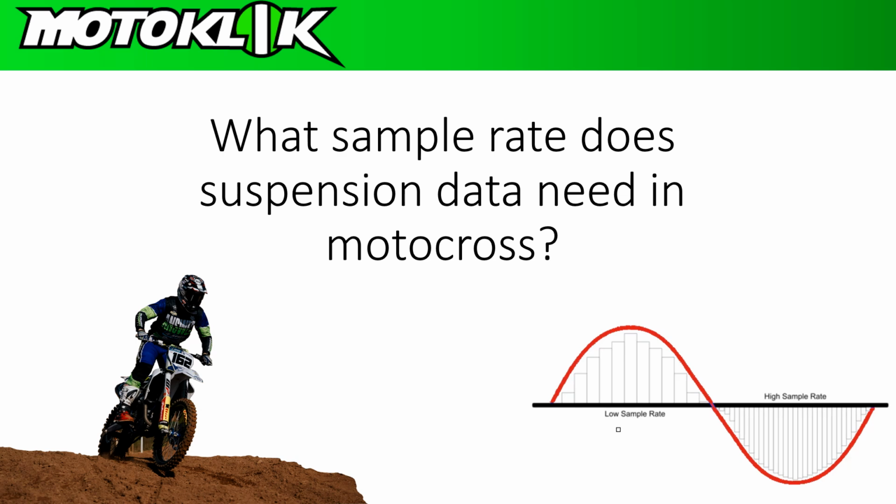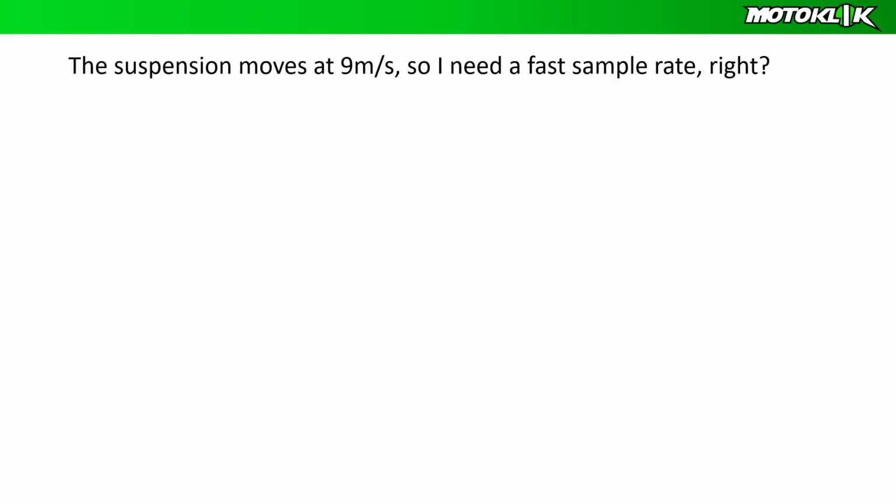What sample rate does suspension data need in motocross? I'm often asked this question, and usually it follows on the back of something like, the suspension moves at 9 meters per second, so surely I need a fast sample rate, right? So let's take a look at an example.